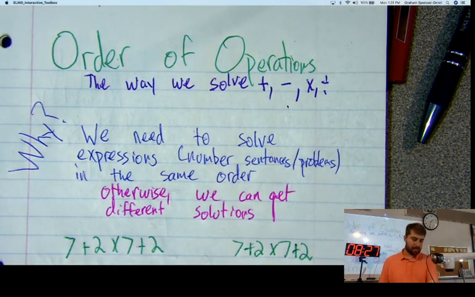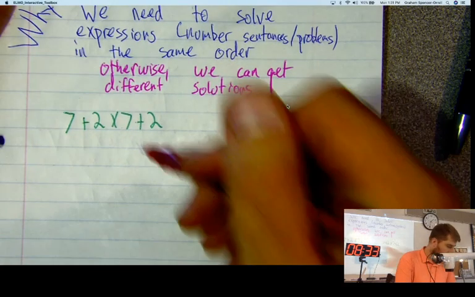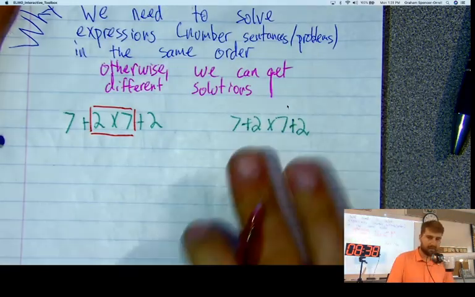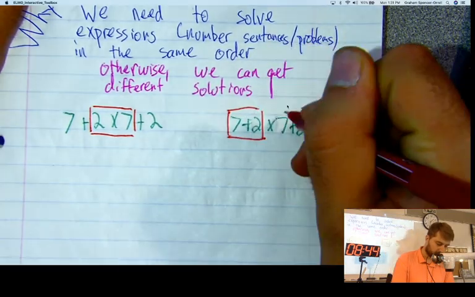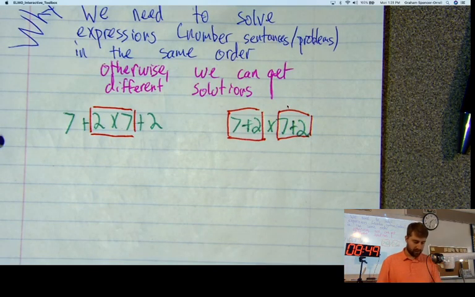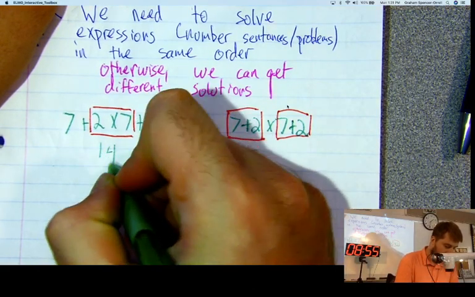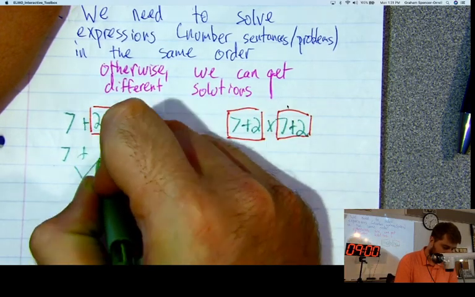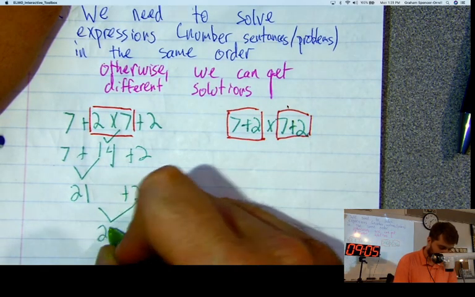All right, and I'm going to take my red pen here, and on the left side, we're going to do the multiplication first. So I'll put a box around our multiplication. On the right side, we are going to do our addition first. So on the left side, I see we need to do our multiplication first. 2 times 7 is 14. So then I have 7 plus 14 plus 2. 7 plus 14 is 21 plus 2. 21 plus 2 is 23.